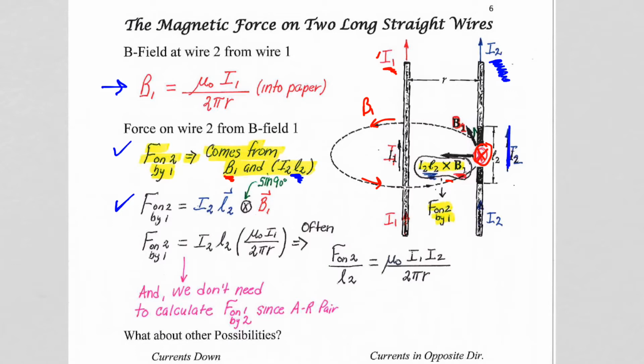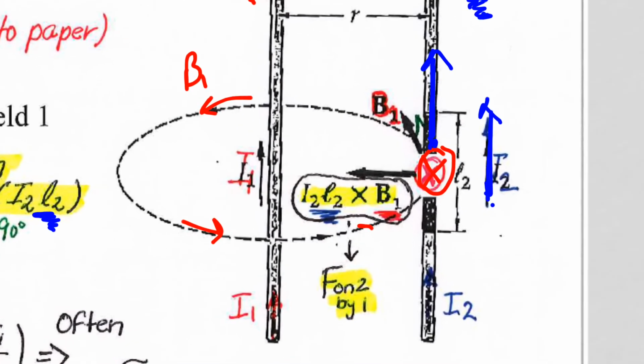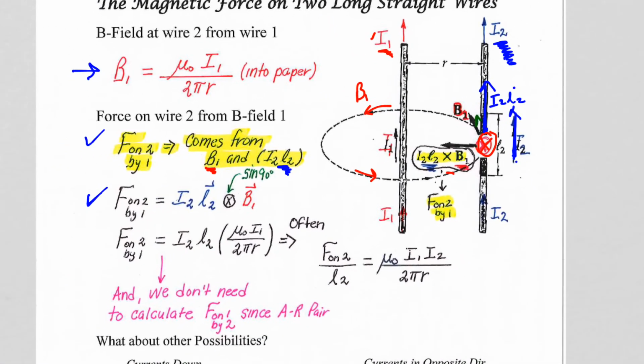Yes, cross B1. So we have I2 L2 running straight up on the page. So this is I2 L2, and let me translate it over here. So I2 L2 cross B1, and I have it drawn in here. Let me zoom in a little bit. So B1 is into the paper. My I2 L2 is straight up, and I have 90 degrees in there. That's the 90 degrees I want you to see, because that 90 degrees is my sine of 90 degrees in my cross product.